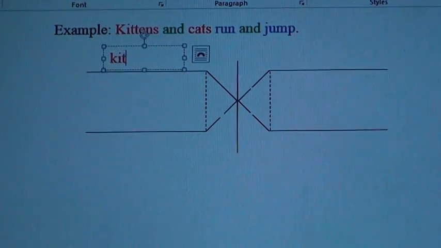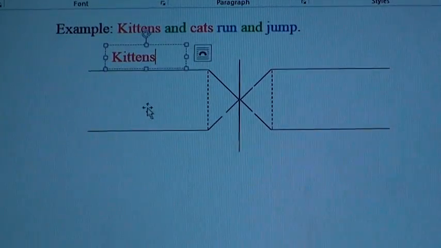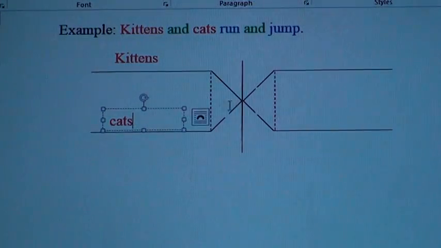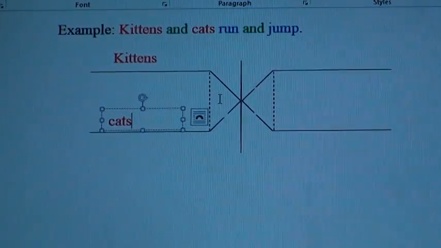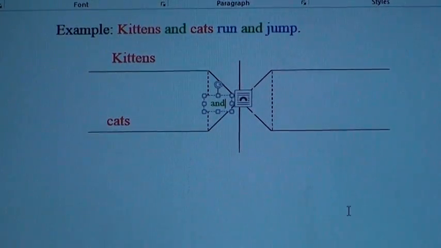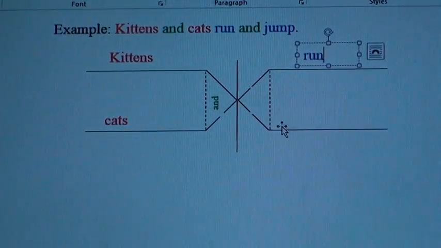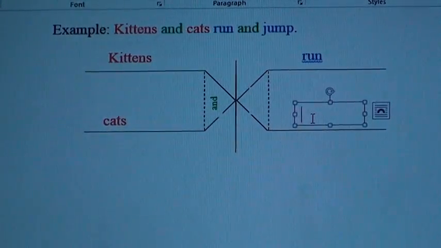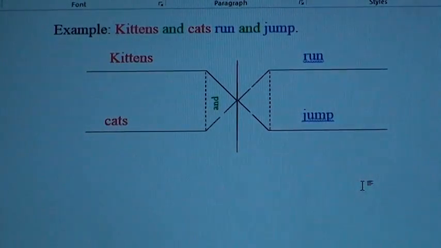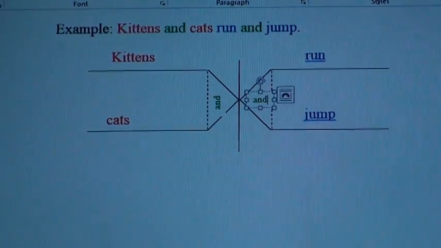Our first subject is kittens because it occurs first in the sentence. Our second subject is cats because it is the second thing that performs the action in the sentence. The conjunction and connects kittens and cats. Run is our first verb because it is the first action in the sentence. And jump is our second verb because it is the second action being performed in the sentence. Run and jump are both connected by the conjunction and as well.